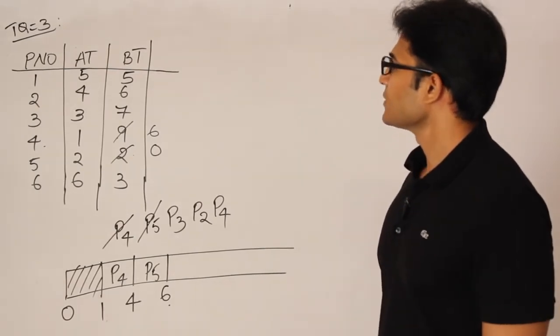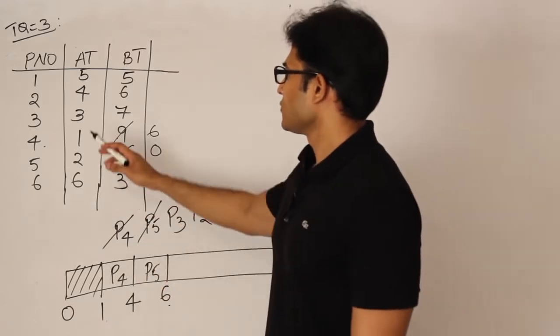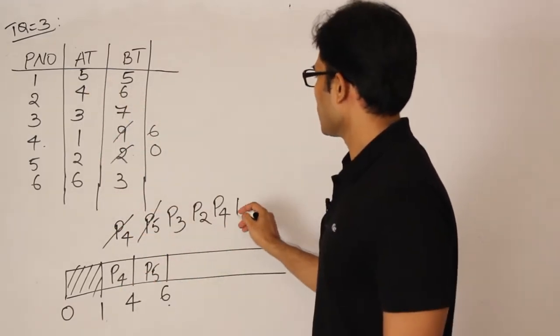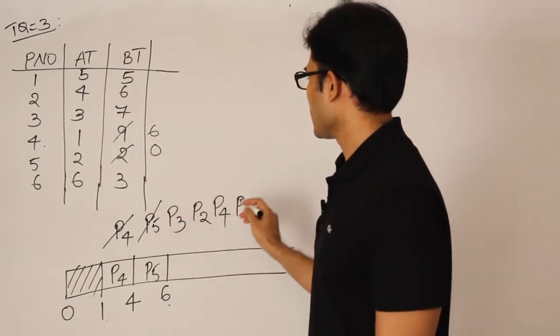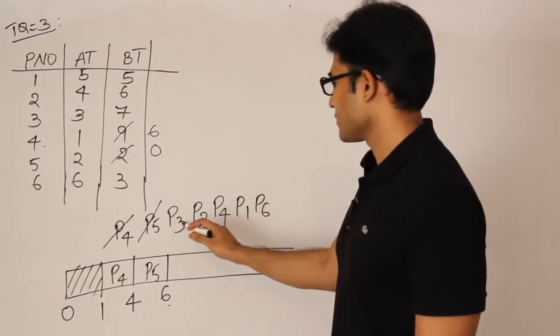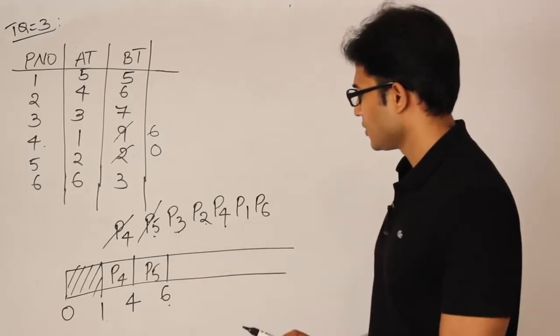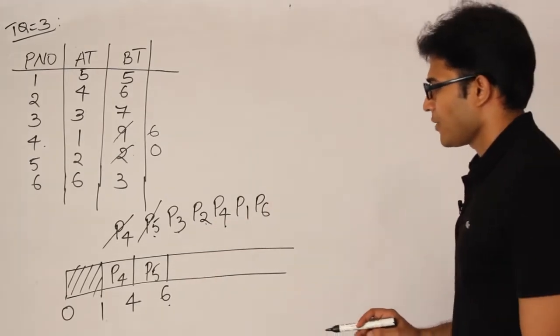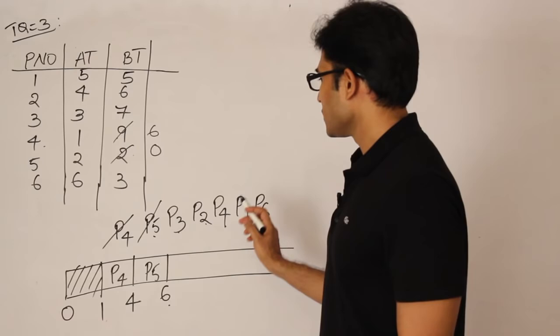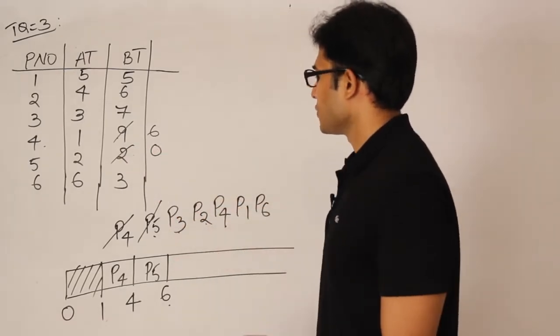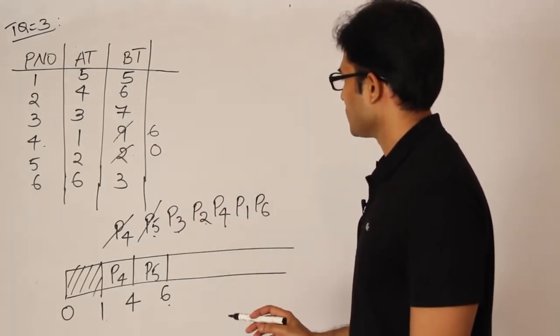Therefore by the time 6, see what are the processes which have arrived. So P1 has arrived at time equal to 5 and P6 has arrived at time equal to 6. Therefore all the processes have arrived. See this, 1, 2, 3, 4, 5, 6. All the processes have arrived by now. And now should I add P5 back to the queue? No need, because P5 has already run to its completion. So no need to add P5 to the queue.